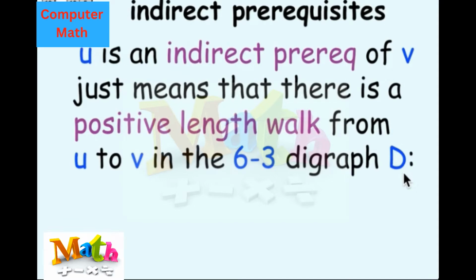So there's a positive length walk from 18.01 to 6.006, which means that you really have to have taken 18.01 before you take 6.006. And of course, we're talking then about the positive length walk relation D plus of the digraph D. If D is the digraph shown in the direct prerequisite chart, then we're interested in D plus. And U D plus V just means there's a positive length walk, that's what the plus is for, going from U to V.